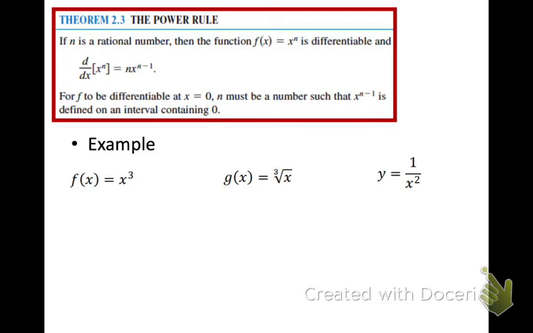The next, the power rule. This is how I was doing the derivatives the other day so quickly.